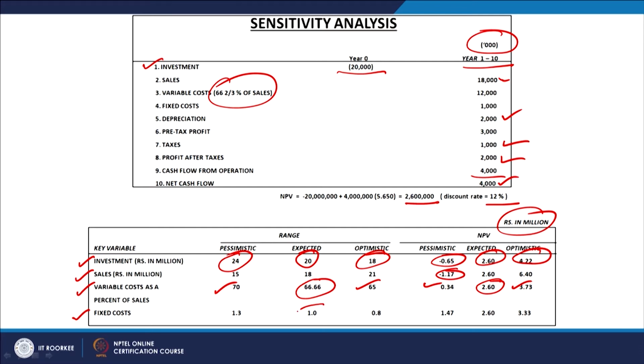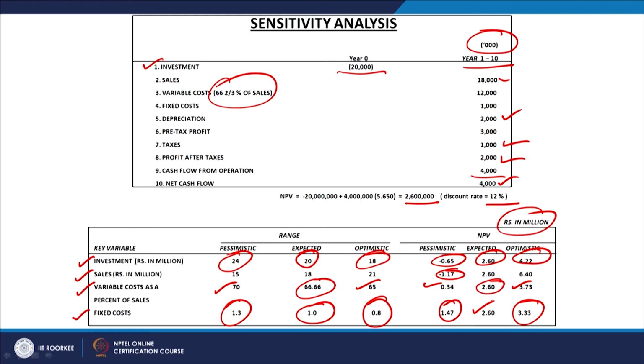Fixed cost, other than depreciation, is normally expected to be 1 million rupees. But if it becomes 1.3 million rupees, what will happen? Your NPV will still be positive, but will come down from 2.6 million to 1.47 million. And if it goes down from 1 million to 0.8 million, that is 80% of the most likely scenario, what will happen? The NPV will become 3.33 million.